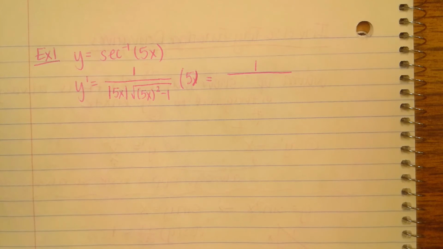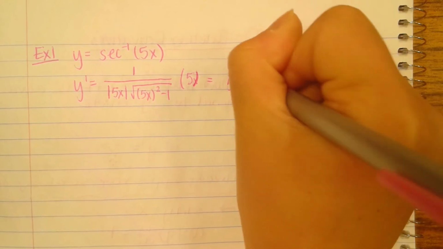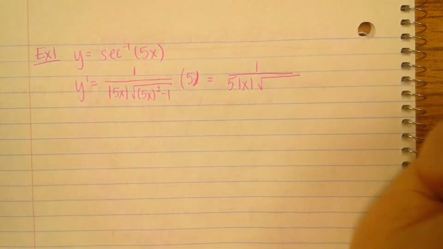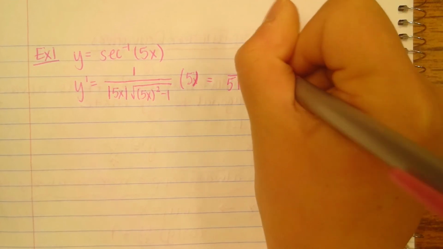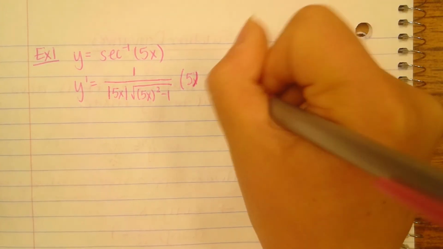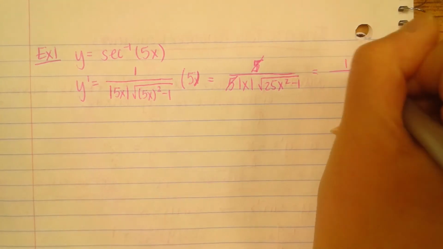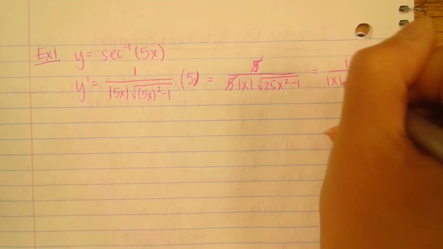So that's what I'm going to write first. And then the inside part of this radical will be 25x squared, and then we multiply by 5, so I should have a 5 in the numerator. So these 5s will end up canceling out from the numerator and the denominator.